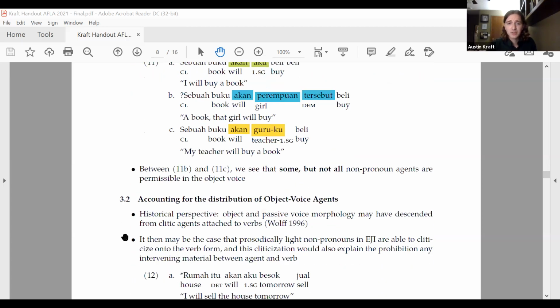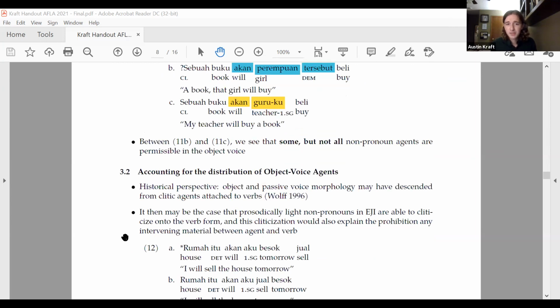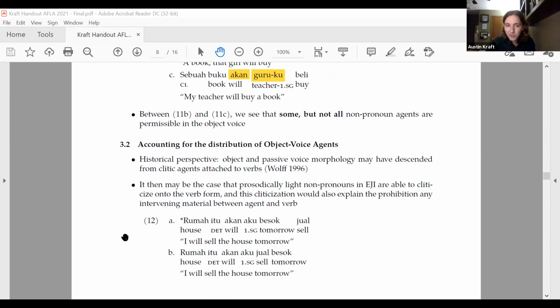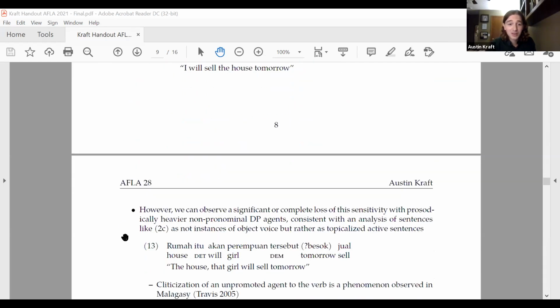As we move towards an account of the distribution of object voice agents, keep in mind some historical perspective of object voice, passive voice morphology, potentially descending from clitic agents attached to verbs. And so these prosodically light non-pronouns in East Javanese Indonesian being able to cliticize onto the verb would be in line with the prohibition against intervening material such as the temporal adverbial, which is not allowed as in 12A, but as soon as this intervener is moved away from an intervening position as in 12B, the object voice sentence is acceptable.